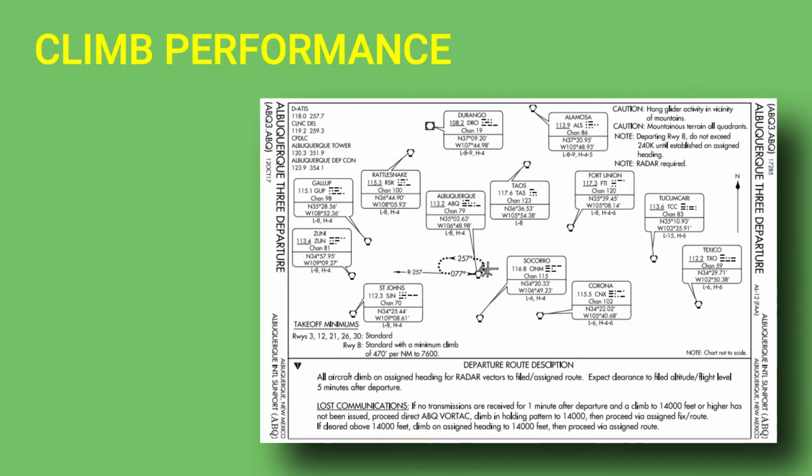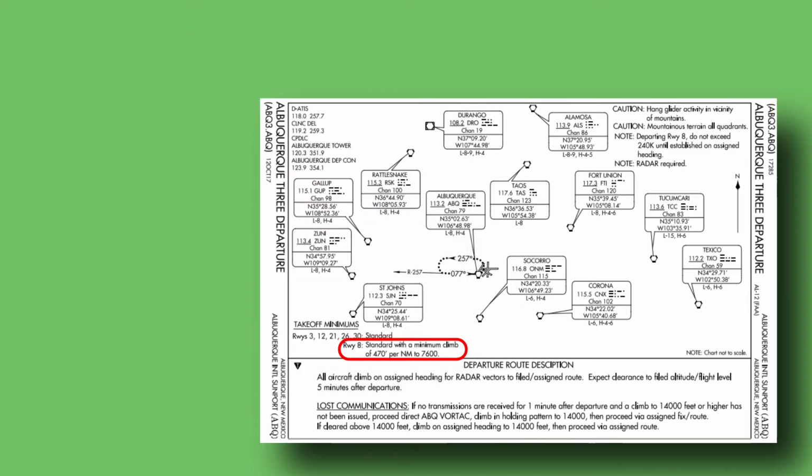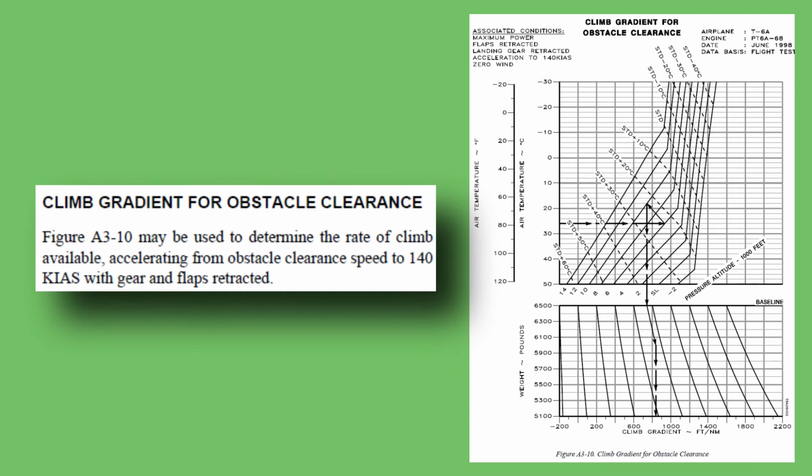Once the aircraft is airborne, required climb performance is 200 feet per nautical mile unless otherwise charted. Taking off from runway 8 at Albuquerque, we see a minimum climb of 470 feet per nautical mile is required till reaching 7,600 feet. We'll use the climb gradient chart to determine our climb rate through 7,600 feet.